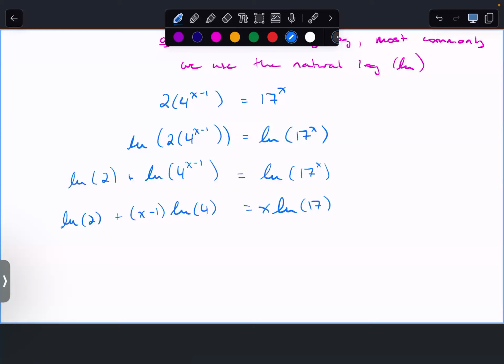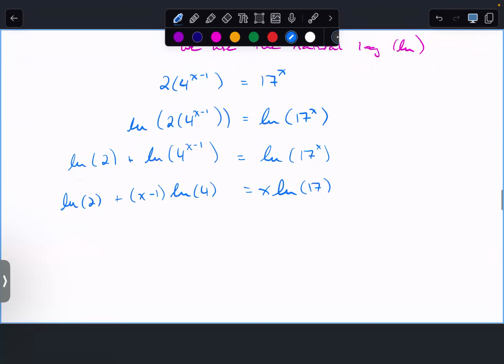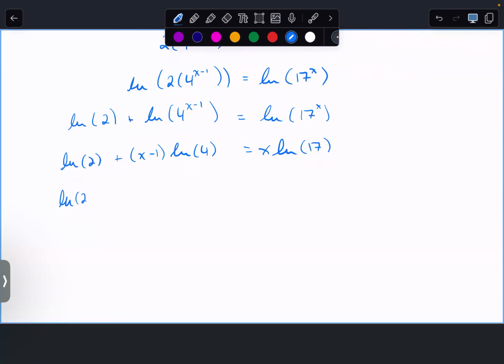So I want to start moving towards bringing all my x's to one side and everything that's not x to the other side. The first thing I'm going to do here, of course, is expand this x minus 1 times the natural log of 4. So what do I get? I get the natural log of 2 plus x times the natural log of 4 minus the natural log of 4 is x times the natural log of 17.